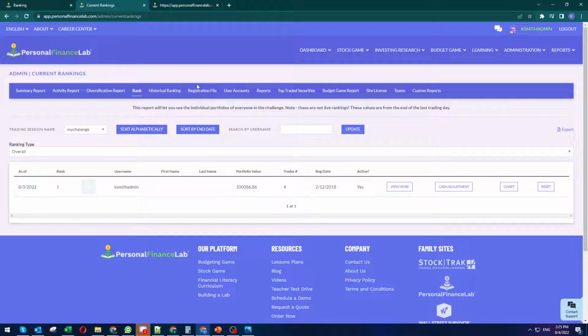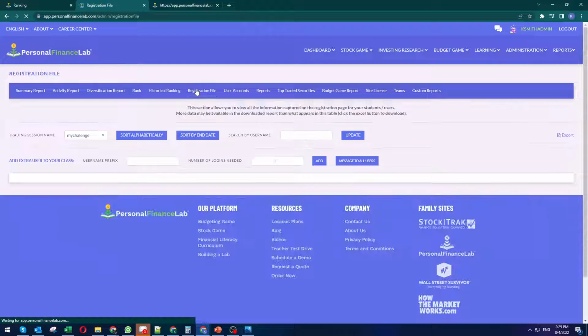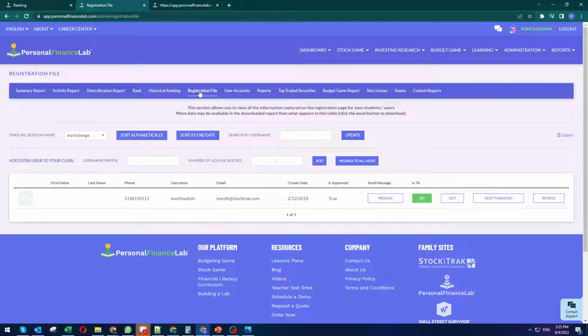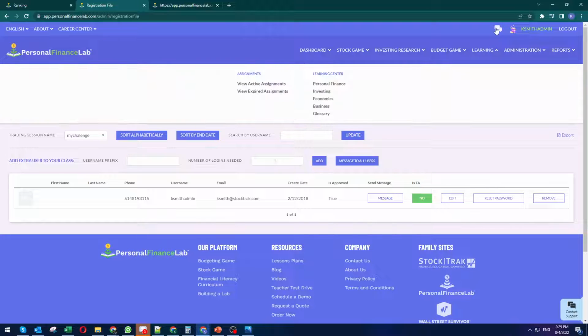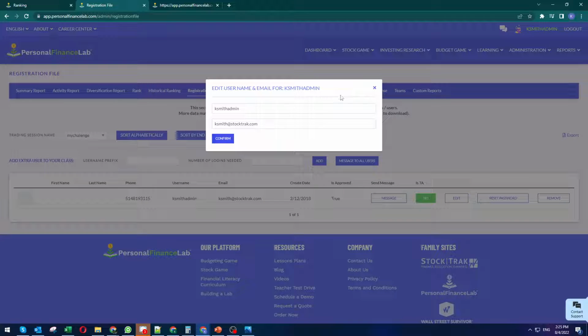You can also look back in time to see their rankings at any time of your class, but I would say most teachers spend most of the time on this report here called the registration file. The registration file report is one that will show you all the students in your class. You as the teacher can send them a message, which will appear in their inbox on PersonalFinanceLab. You can edit this student to change their username or email address.